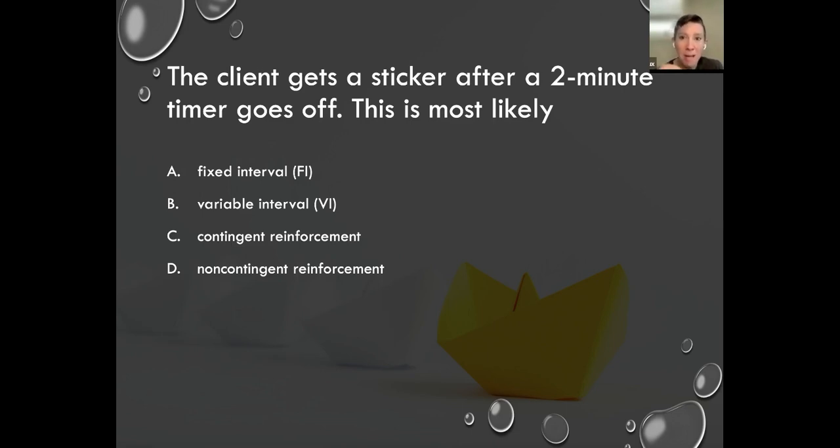So it's either the first response after the timer goes off or a certain number of responses before one produces a reinforcer, but they have to have done the response right before. Otherwise, what are we potentially reinforcing? It may not be the behavior that we want to. So it's not a fixed interval, it's not a variable interval, and it's not contingent reinforcement because it's not contingent on a response. Instead, this is non-contingent reinforcement.